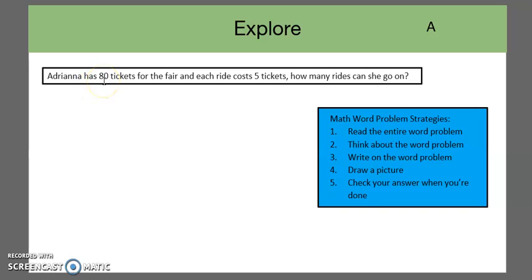Adriana has 80 tickets for the fair, and each ride costs 5 tickets. How many rides can she go on? So again, pause the video, think about how you would work through this problem, what information is needed. You may also want to think about, are we adding, are we subtracting, are we multiplying, are we dividing to arrive at our solution?